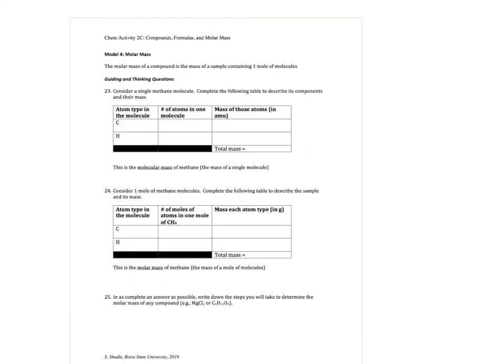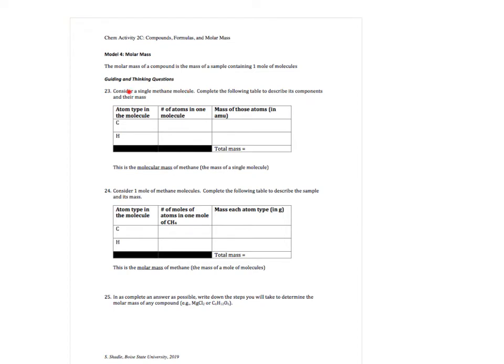Okay, so we've defined the molar mass for an element, for atoms. We haven't done it for compounds. So by definition, really similar to the case for atoms, the molar mass of a compound is the mass of a sample that contains 1 mole of molecules. So let's think about how we would figure that out for something.